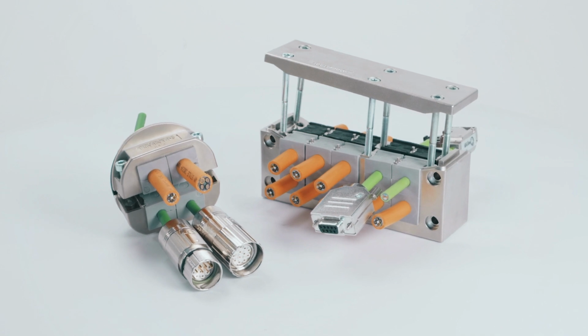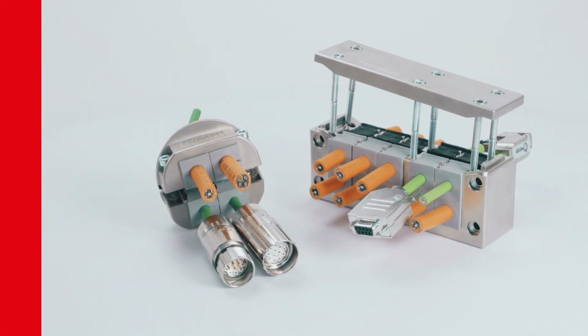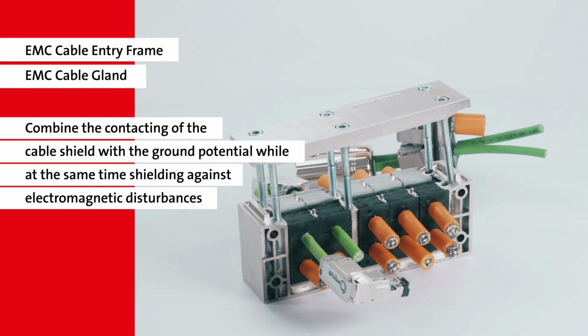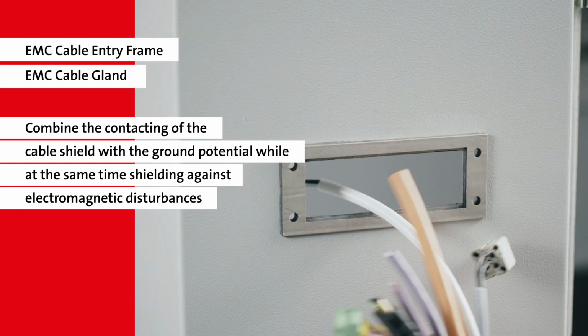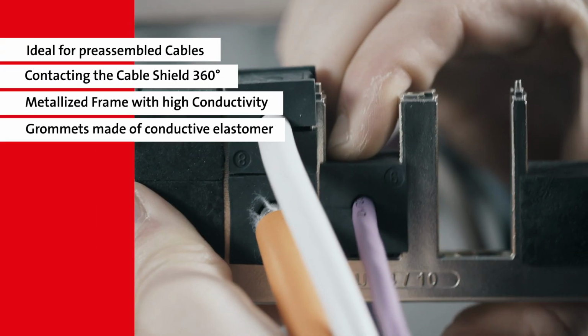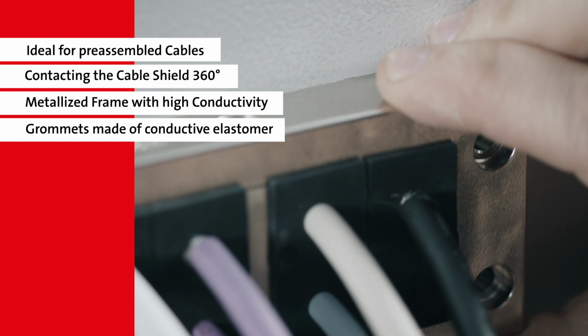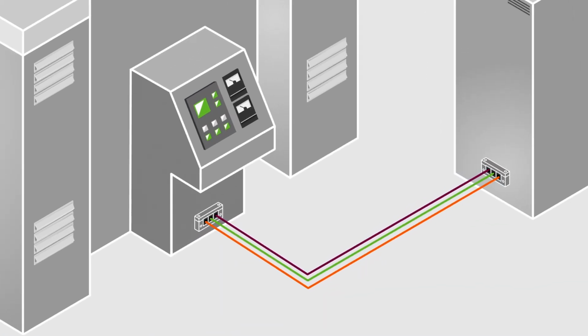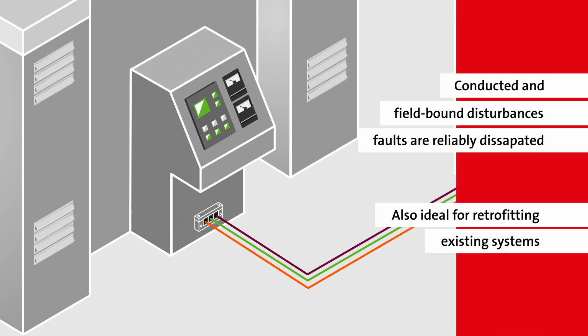Icotech offers various products for this purpose. The EMC cable entry frames, or the EMC cable glands, can reliably shield our machine. They are perfect for cables that are already pre-assembled, because the connectors do not need to be removed.